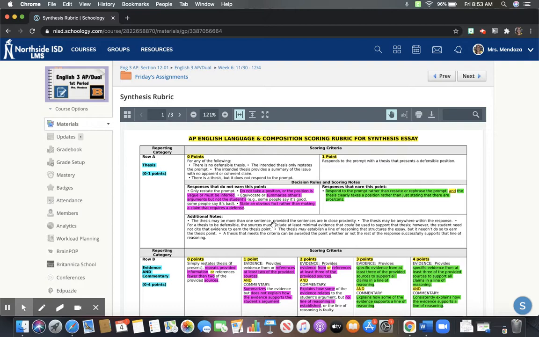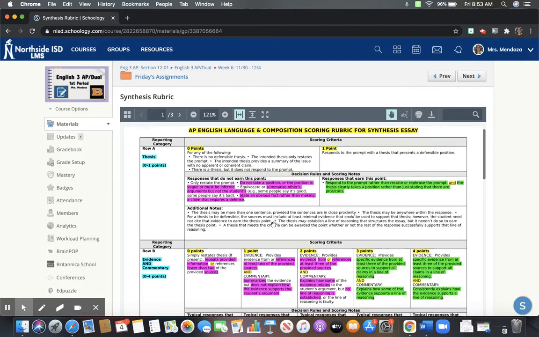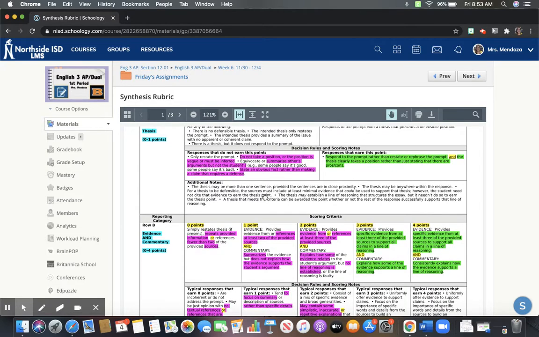So on the right side, responses that earn this point respond to the prompt rather than restate or rephrase, and it takes a position. So there's going to be something you're answering, right? Which is why we have you take the prompt and turn it into questions. These are very similar, right? It may be more than one sentence.